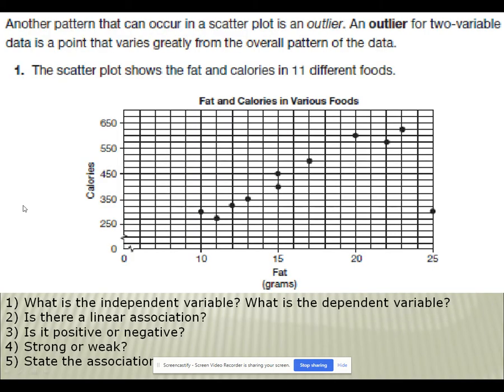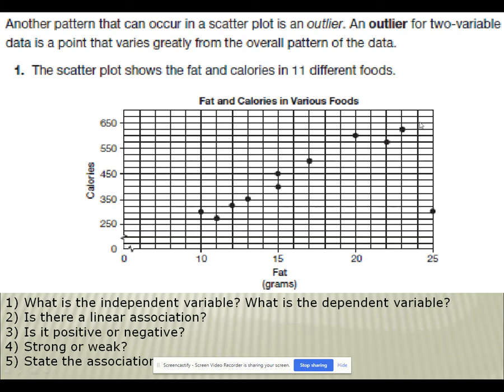All right, so almost done with our notes. Last thing we're going to talk about, outliers. An outlier for a 2-variable data set for a scatter plot shows a point that is away from the overall pattern. So if we look at the graph, we have fat in grams and then calories.